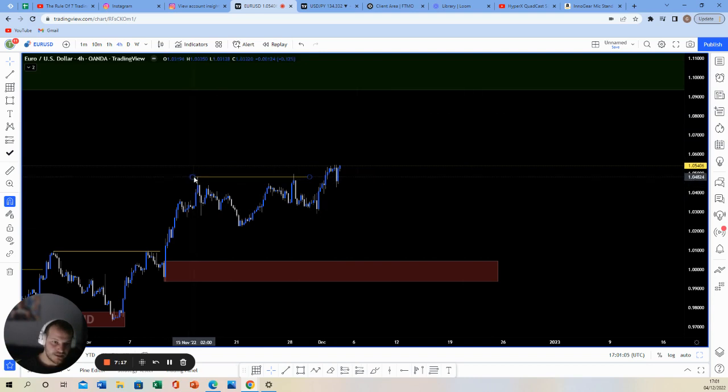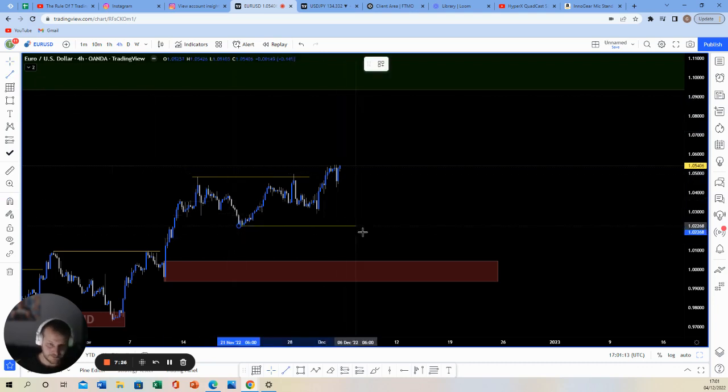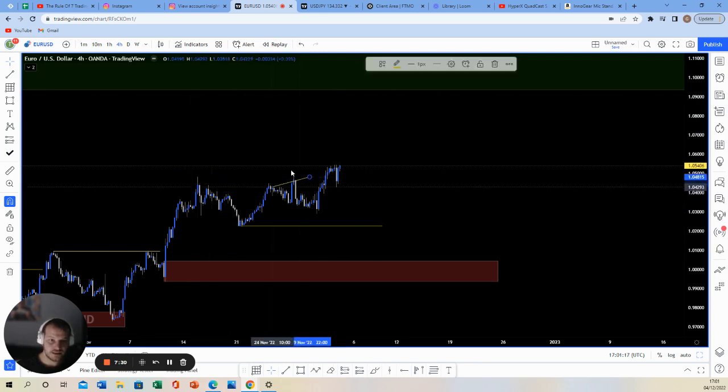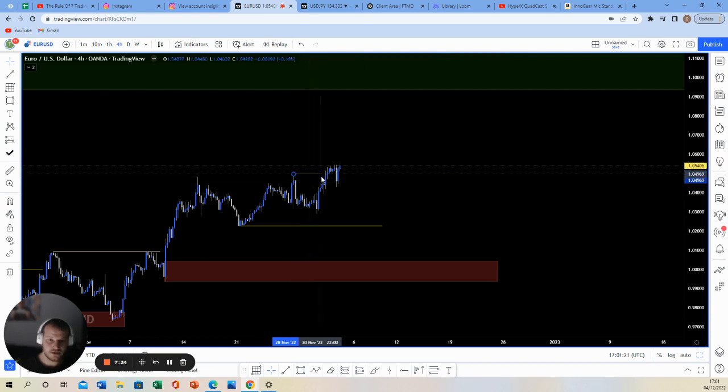So at the minute, our last break is basically this low. This is the lowest point that broke this high. So let's get that to the wick when it wants to work.